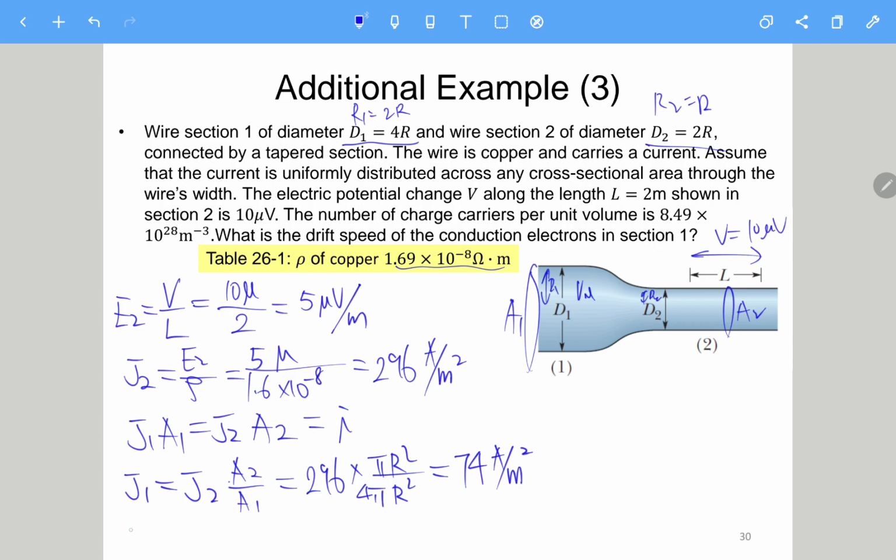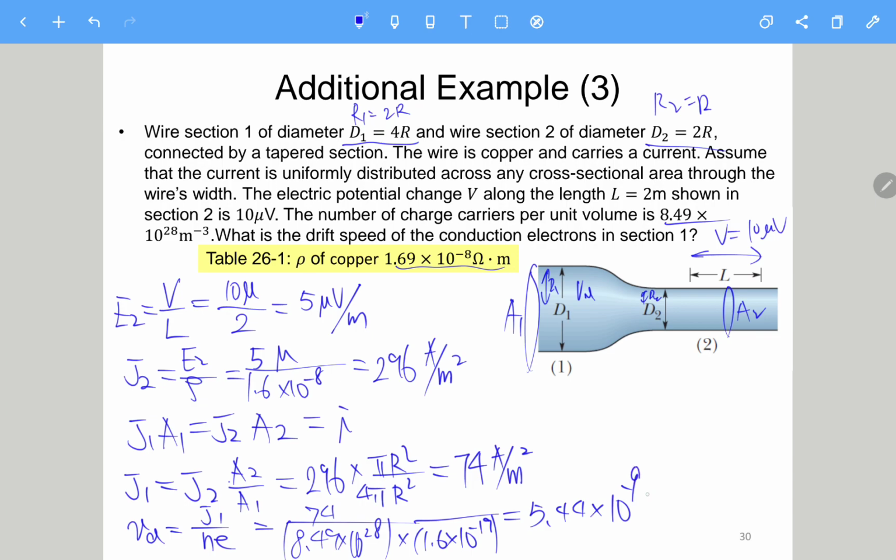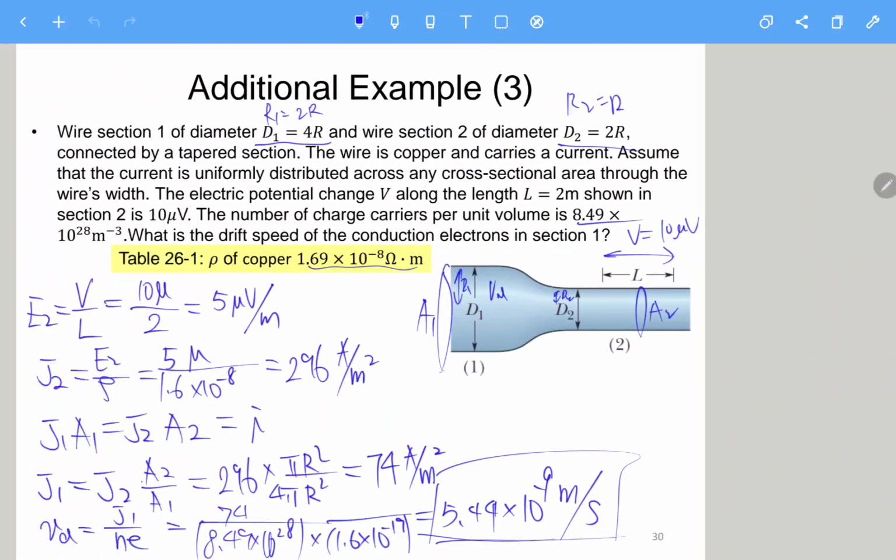So finally we can find VD to be J1 over NE. So J1 is 74 over N, which is this number, 8.49 times 10 to the 28th power, and then times 1.6 times 10 to minus 19. So this is 5.44 times 10 to negative 9 meter per second, even slower than the one we got in the previous example. So this is 5.44 nanometer per second. Okay, so we have finished off this.